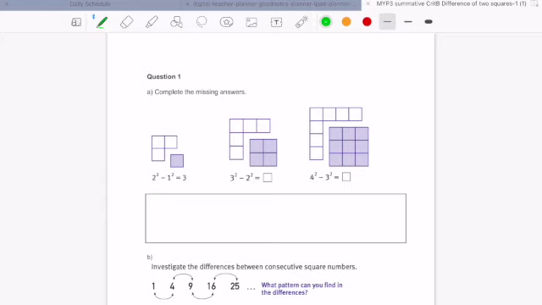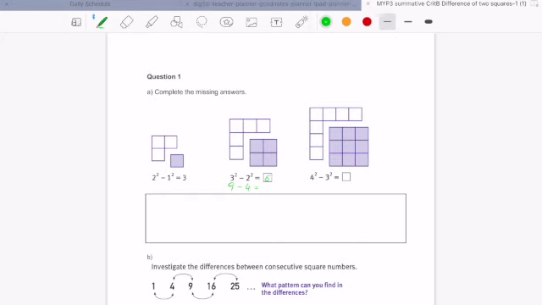So the first question here, you simply had to fill out those gaps. And the first one, 2 squared minus 1 squared being equal to 3, is done for you already. The second one, 3 squared minus 2 squared is equal to. So you can either use the space here to do your writing out, or you can just simply do it right there. So 3 squared is the same as 3 times 3 being 9, minus 2 squared is 2 times 2, giving us 4. 9 take away 4 gives us 5.